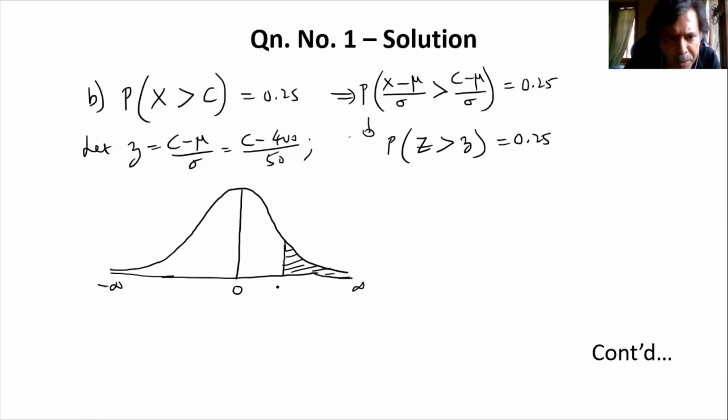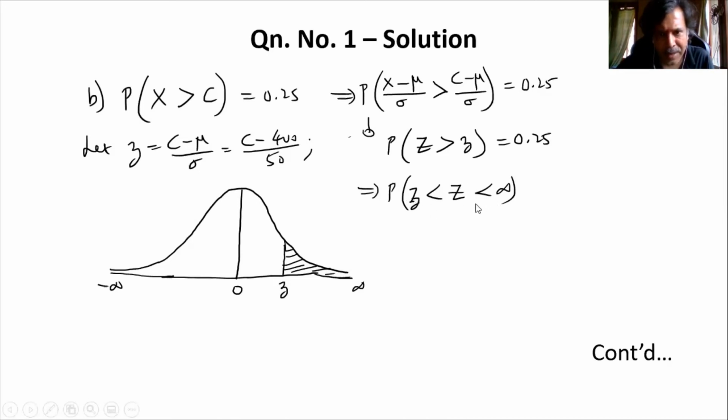So here let me put that z. Right now, I am interested in, actually I can rewrite this as probability of small z less than capital Z less than infinity. That is what it is, right? Z to infinity means that capital Z is lying between small z and infinity. That is equal to 0.25.